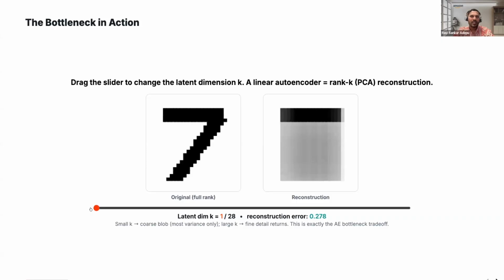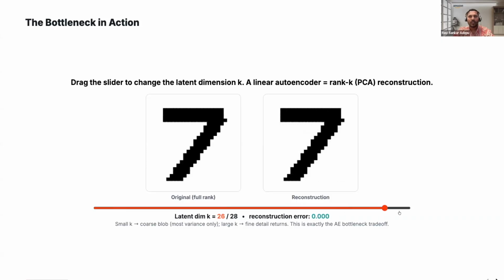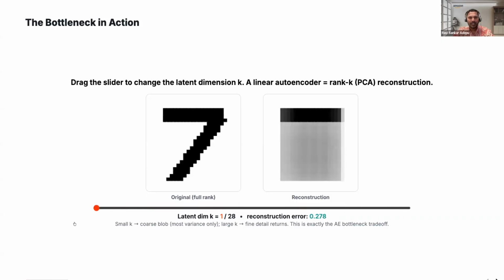As we move the slider from k equal to 1 to higher dimensions, you can closely see that at k equal to 1, it means essentially you just map the entire original image into one single dimension, and when you try to reconstruct that, what you see is just a coarse blob, right? And the reconstruction error is really high, extremely high, some 0.278.